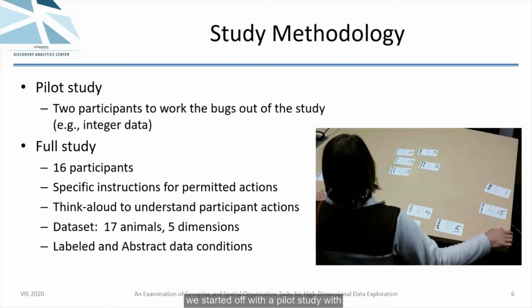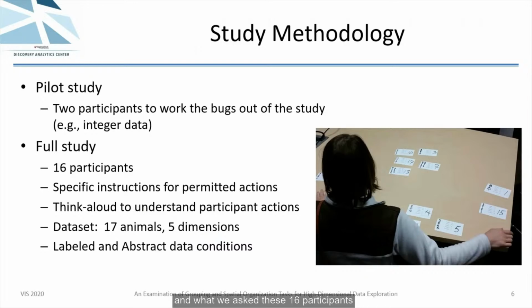We started off with a pilot study with 2 participants just to work out some of the bugs in the study. In particular, one thing that we found was having floating point data really increased the cognitive load, and so we had to substitute all of our values for integer data. But eventually we got around to our full study, where we had 16 participants in total.